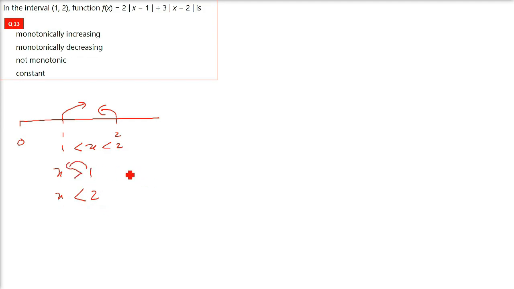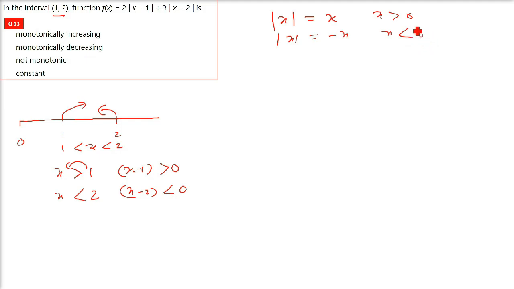When you take 1 to the left, you will get x minus 1 is greater than 0. Here you will get x minus 2 is less than 0. So we haven't gone to the question yet. I am just talking about the interval right now. And from that we got x minus 1 greater than 0 and x minus 2 less than 0. And you know mod x is x when x is greater than 0 and mod x is negative x when x is less than 0. This is the definition of mod x.